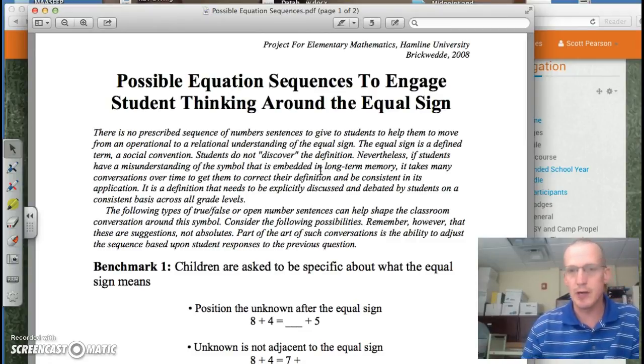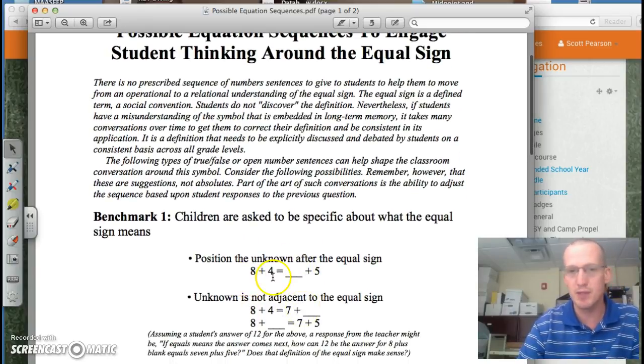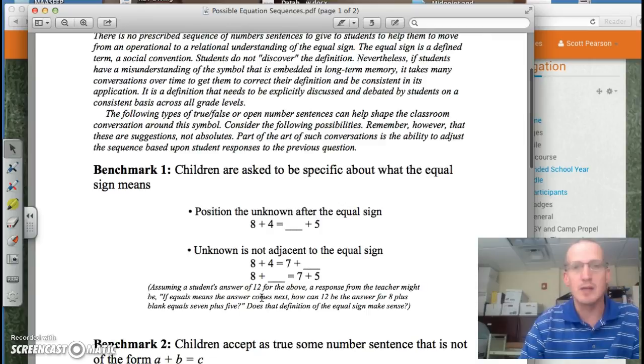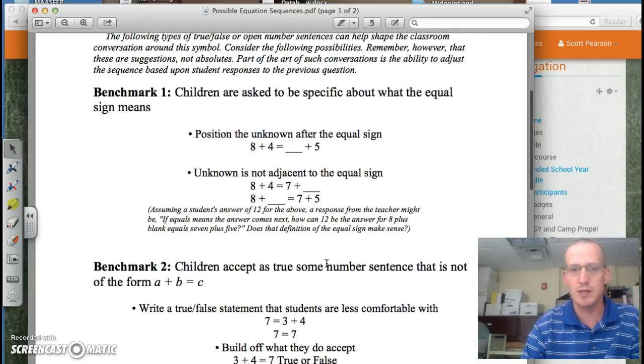Benchmark number 1, children are asked to be specific about what the equal sign means. A lot of times kids will have confusion with this: 8 plus 4, they'll put a 12 right here because the equal sign doesn't mean a balance. So what we want to do is to get kids thinking of what is the balance of that equal sign, and it doesn't always mean the end of an equation. So 8 plus 4 is equal to 7 plus 5, and getting that thinking going back and forth. Not only having plus signs on one side, but having multiplication and division signs on the other.